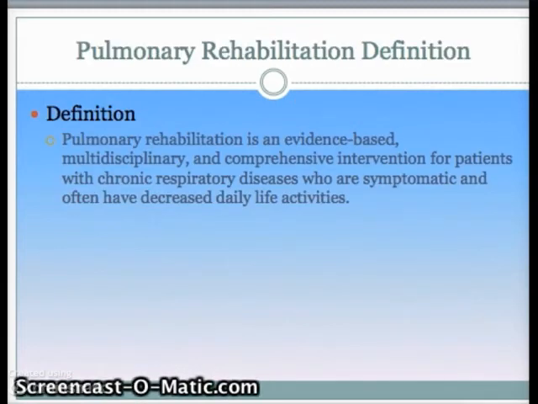So pulmonary rehab, if this patient survives, this is where they're going to go. And it's a multidisciplinary comprehensive intervention for patients who have chronic respiratory disease. So remember, these patients are probably going to end up having chronic respiratory disease because of the ARDS.